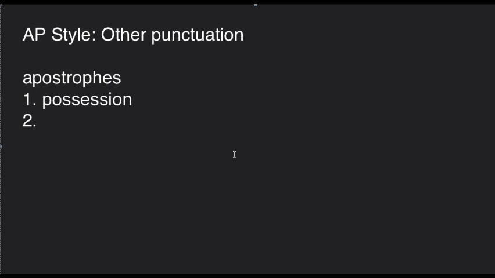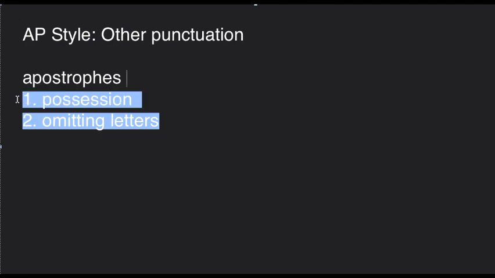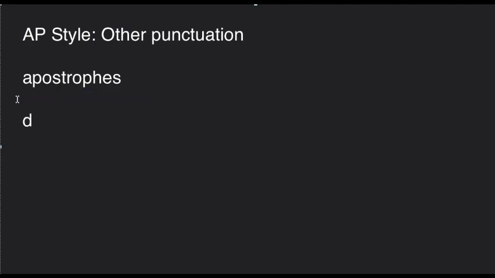The second thing that apostrophes show is when you're omitting letters from a word. So that's what I'll focus on here. Of course, the most common use of that is in what we call contractions. So instead of saying do not, we might say don't. We've squished those two words together and omitted something, and that's what the apostrophe is for.